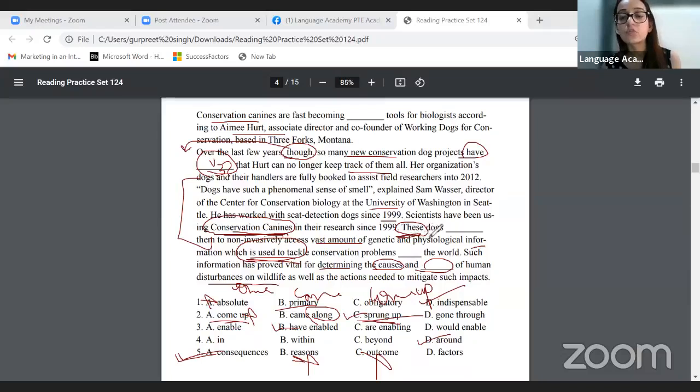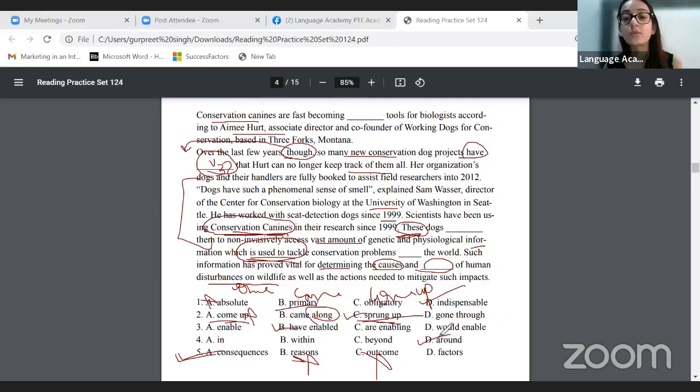The third one, which most of you found confusing, and that's why I gave the example, is enable. When we say these dogs enable, that's a general fact about how these dogs work generally. But when you say these dogs have provided information which is used, it means you're specifying that they have done this particular work, which is used to tackle the conservation problems, to solve the conservation problems.